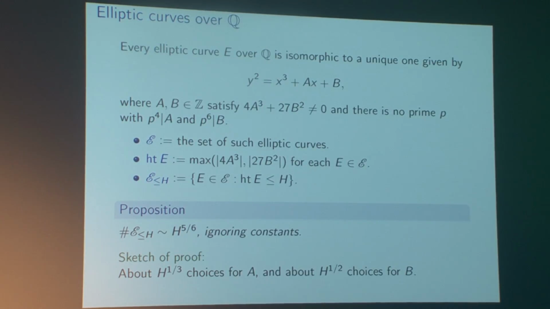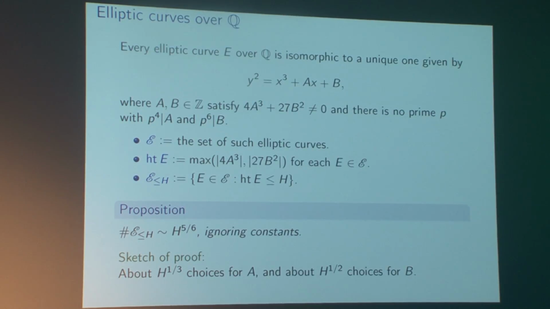And you can quantify how quickly it exhausts the curves. You can count how many elliptic curves there are up to height h. What you have to do to prove this proposition is just count how many possibilities there are for A and B. A can go up to about h to the 1/3, and B can go up to about h to the 1/2. Then there are these sieving conditions, but that just changes the constant. So the number is about h to the 5/6, and this is going to come up later.